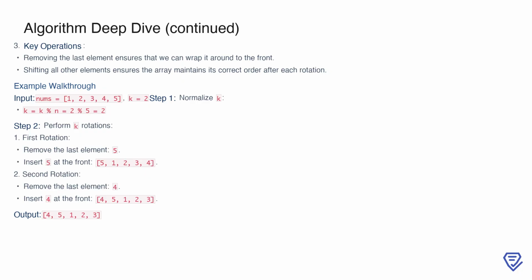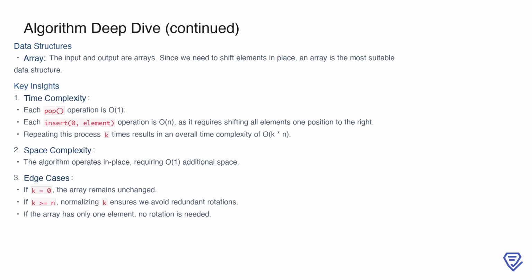This step-by-step process shows how the brute force method works to achieve the desired rotation. Let's analyze the algorithm further by considering the data structures and key insights. The input and output are both arrays, and since we modify the array in place, an array is the most appropriate data structure for this problem.